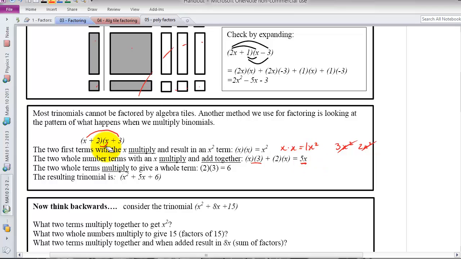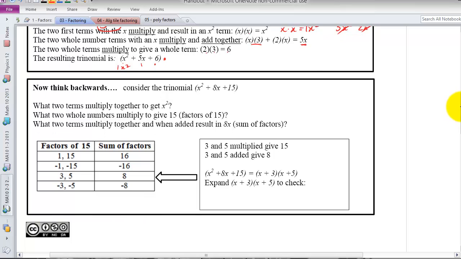And the third part of the pattern is when we multiply the two whole numbers together, in this case 2 times 3 is equal to 6. So here's the resulting trinomial. We have a single x squared, this is the addition of the two whole numbers, and this is the multiplication of the two whole numbers. That's the pattern. Alright, now let's do another example, and this time we're going to think backwards to come up with the factors.